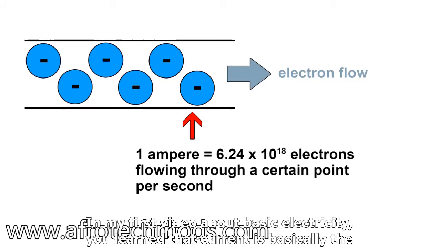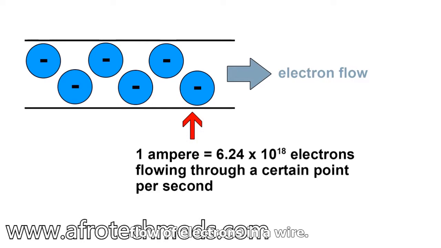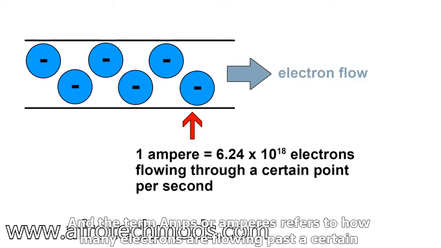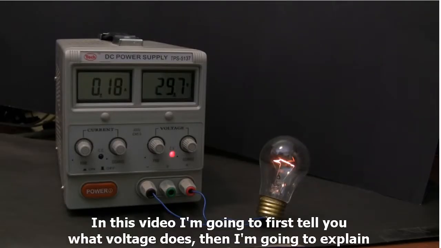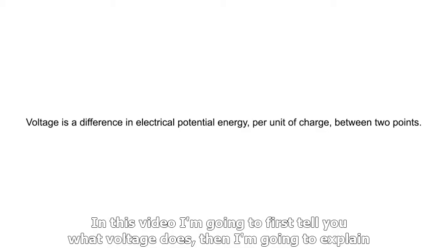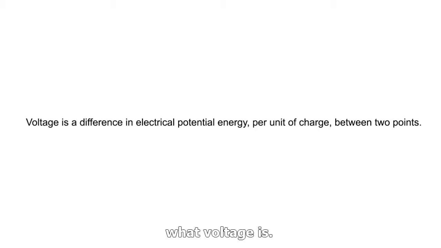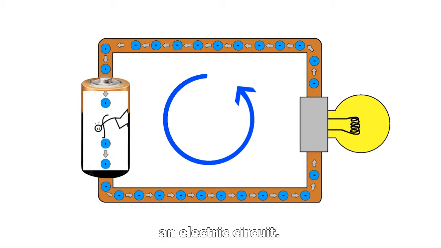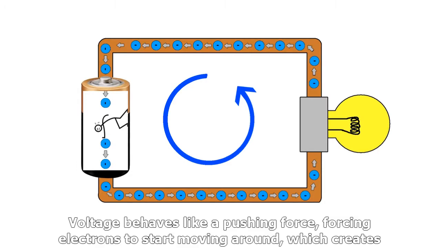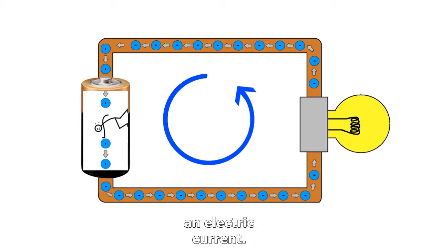In my first video about basic electricity, you learned that current is basically the flow of electrons in a wire, and the term amps or amperes refers to how many electrons are flowing past a certain point per second. In this video, I'm going to first tell you what voltage does, then I'm going to explain what voltage is. There's an important difference. Okay, the super simplified explanation of voltage is that volts push current around an electric circuit. Voltage behaves like a pushing force, forcing electrons to start moving around, which creates an electric current.